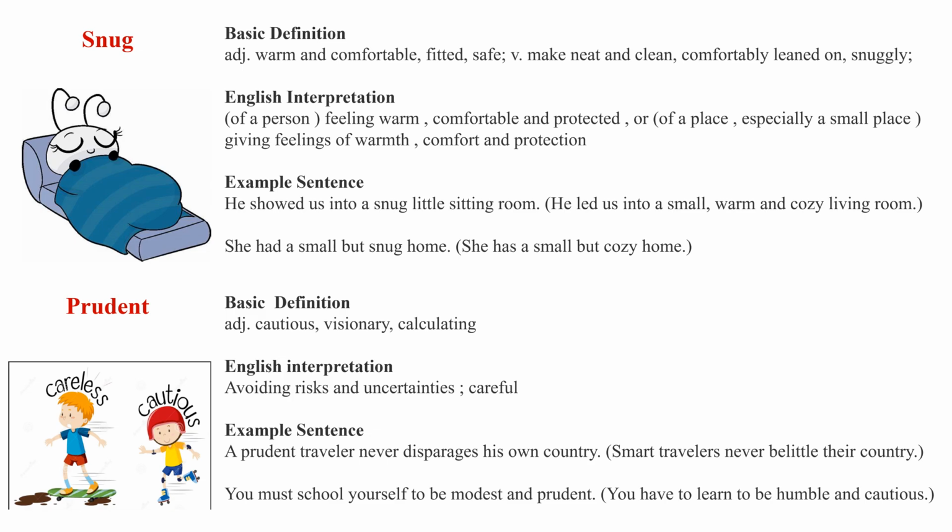Example sentence: A prudent traveler never disparages his own country. What is the meaning of disparage? Disparage means degrade or defame. A prudent traveler is a person who is very calculating, who thinks twice before saying anything. He is very cautious, that is, very careful, and so he never says anything ill about his own country. That is, he will not degrade or defame his country. Smart travelers never belittle their country.